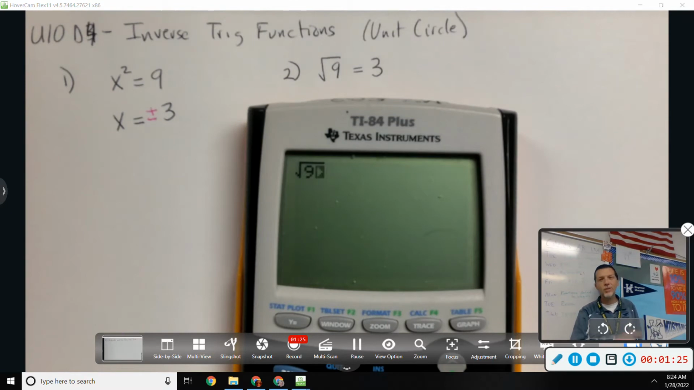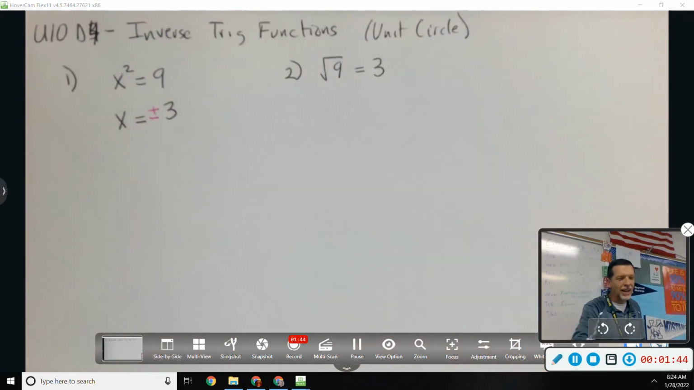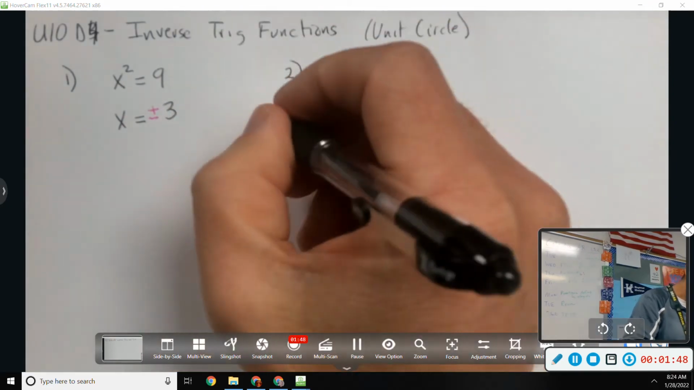The reason is square root is a function. Functions only have one output, right? The Coke machine, you can't push one button and have 3 and negative 3 pop out. That's not a functioning function. And so when you type in square root of 9, you need to get one answer. And so yes, if we square negative 3, we get 9. That's true. But we only want one answer.